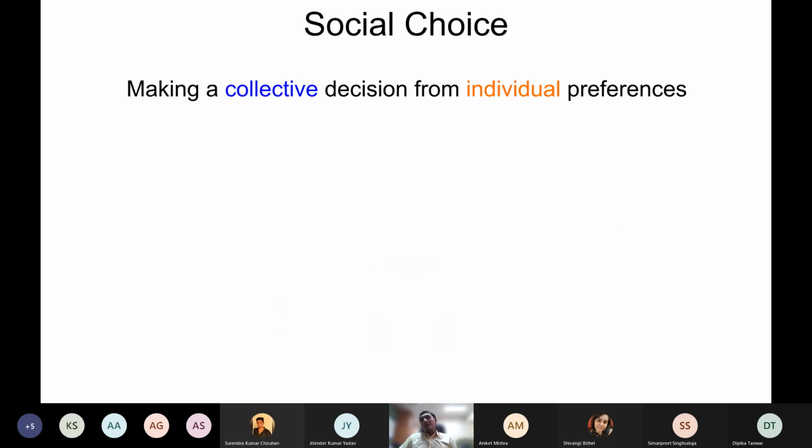So all these three problems that we saw, voting and matching and fair division, fall under the broad umbrella called social choice.